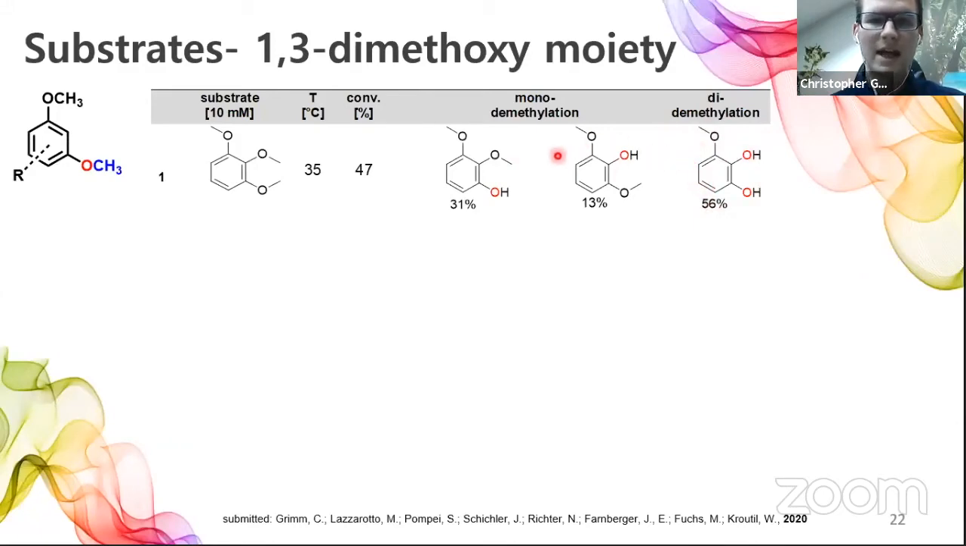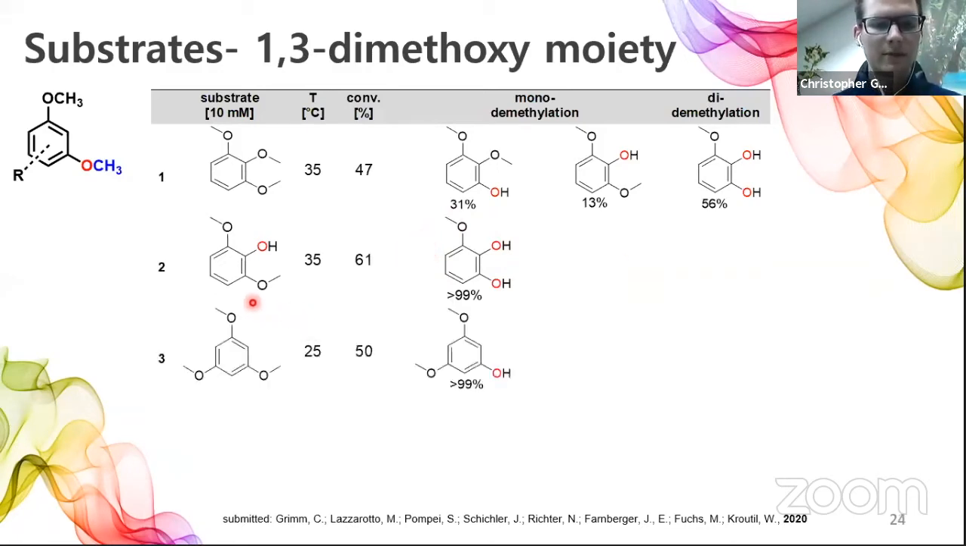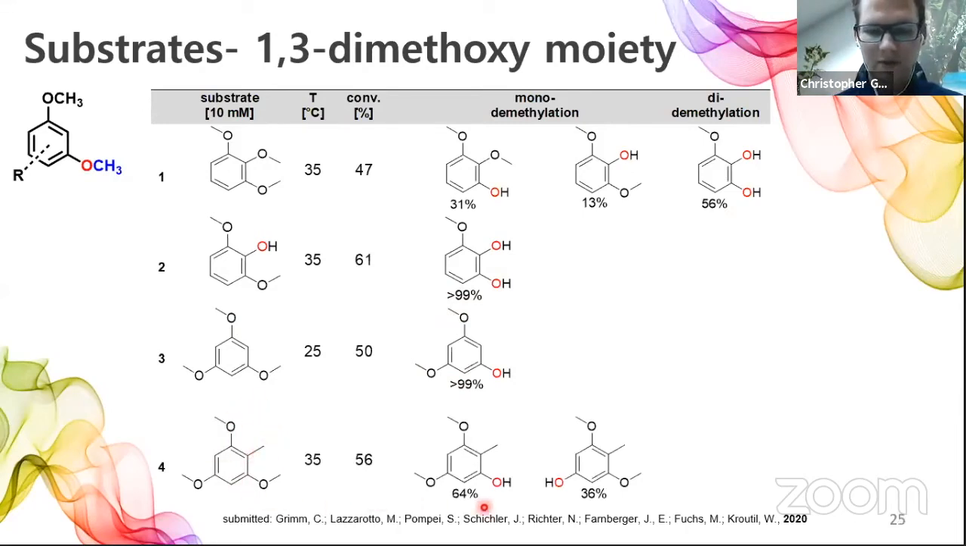If we, for example, take this monodemethylated product in the next entry, we see that we have a regioselective monodemethylation going on. So at a certain point in time, the demethylation stops. For entry number 3, we have this 1,3 methoxy position to each other, and we also find a very high regioselectivity of the enzyme. And if we incorporate the methyl group into the substrate, we could also see that one regioisomer is preferred over the other one.